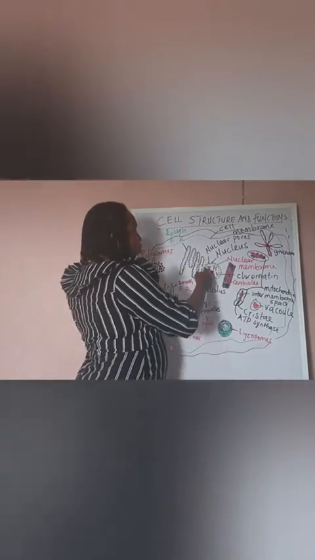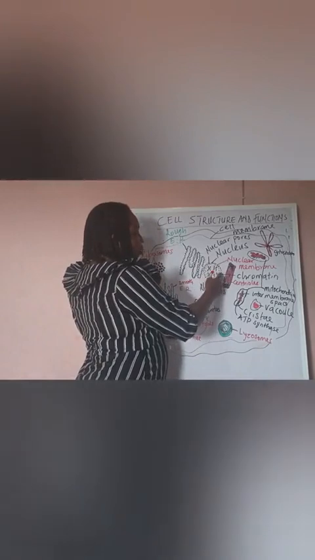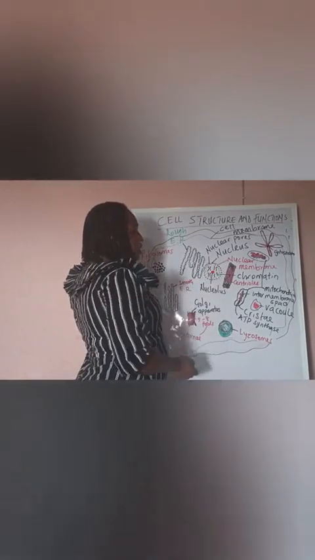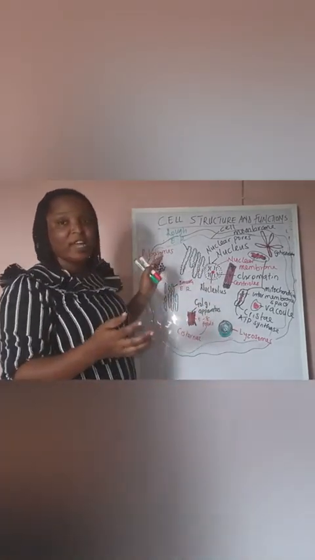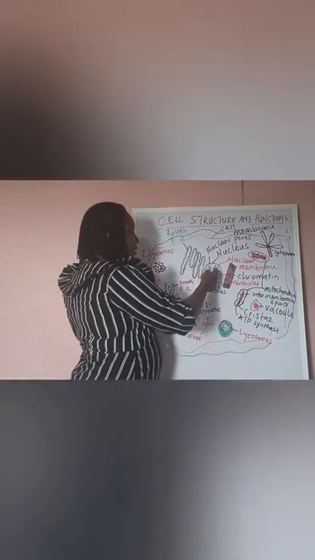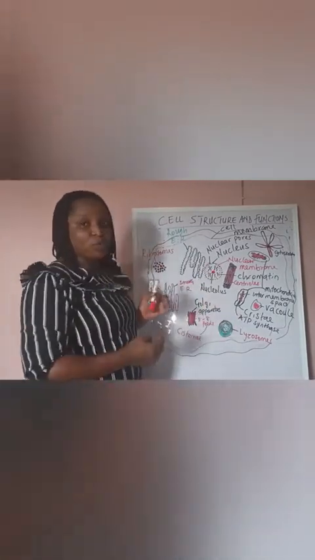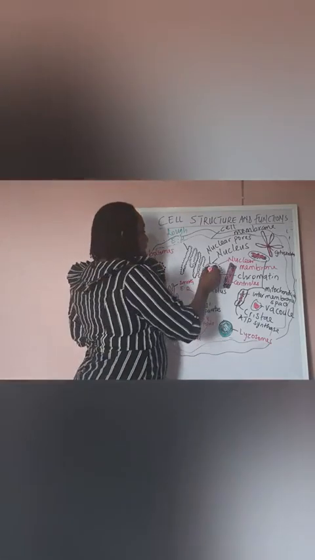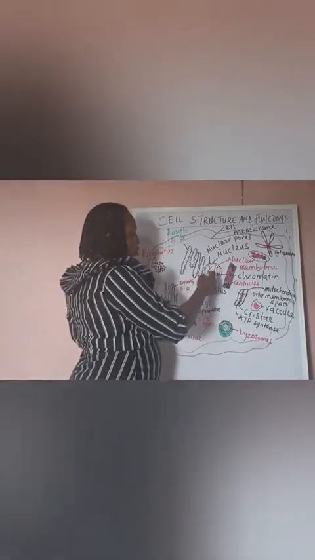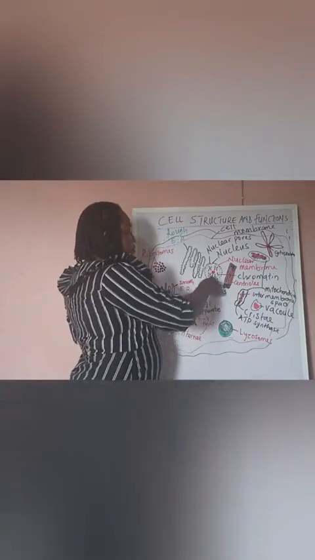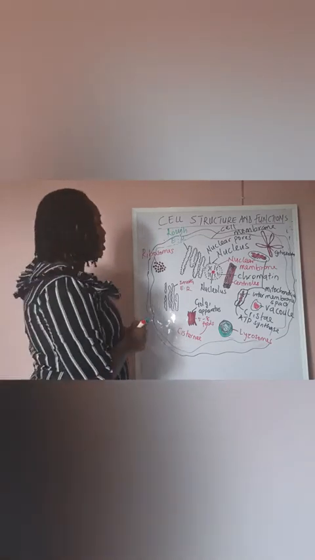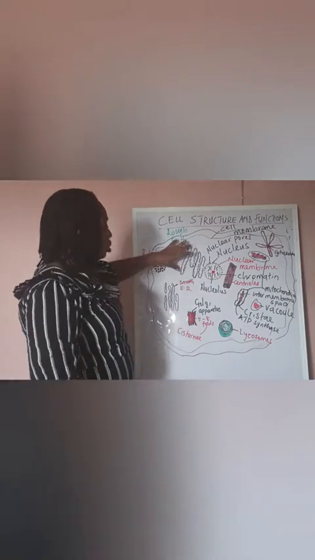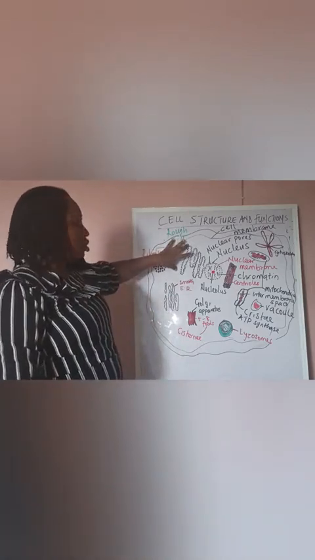So we also have the chromatin material, which is present in the nucleus. Yes, these are the chromatin. So they are a complex of DNA and protein. When they condense, they form the chromosomes. And also we have this dense spot in the nucleus. We call it nucleolus. This is where the formation of ribosomal RNA takes place.